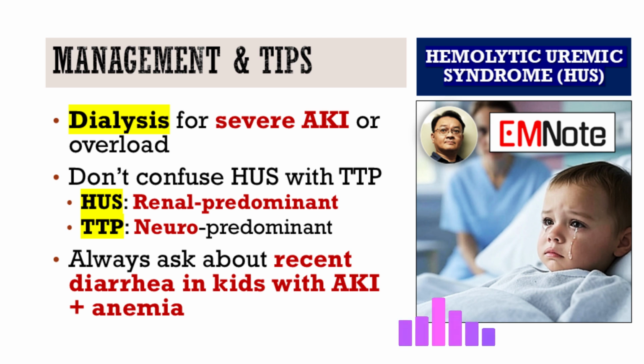Once HUS is confirmed, or even just highly suspected, what are the immediate management steps? Well, supportive care is key. Dialysis might be needed if the kidney injury is severe or there's fluid overload. Right. And here's a critical point. Differentiating HUS from TTP, thrombotic thrombocytopenic purpura. It's crucial because treatments differ. How do they mainly differ in presentation? Broadly speaking, HUS hits the kidneys harder. TTP often has more pronounced neurological involvement. Getting that distinction right is vital for the patient's outcome.